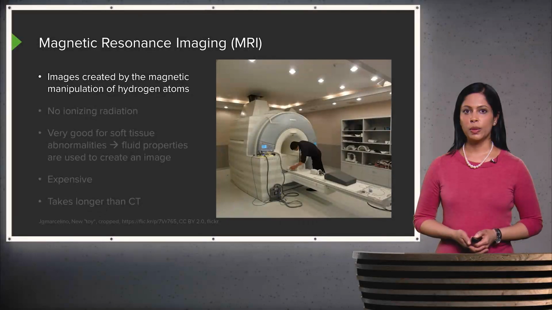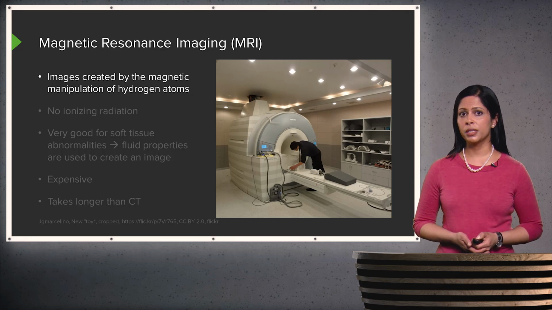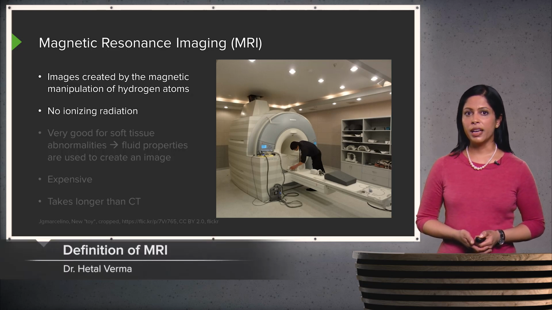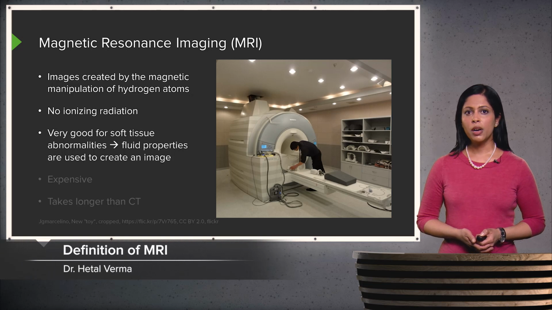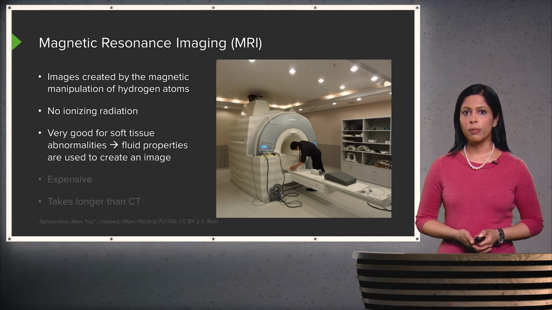So in this lecture, we will be discussing the technical aspects of magnetic resonance imaging, or MRI. MRI images are created by the magnetic manipulation of hydrogen atoms. This does not involve any ionizing radiation, and MRI is actually very good for soft tissue abnormalities. Fluid properties are what's used to create an image.